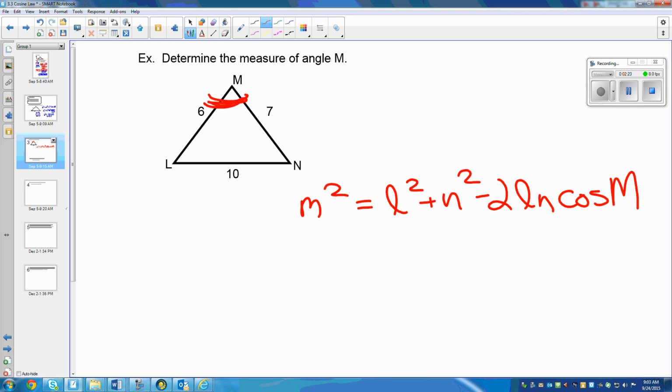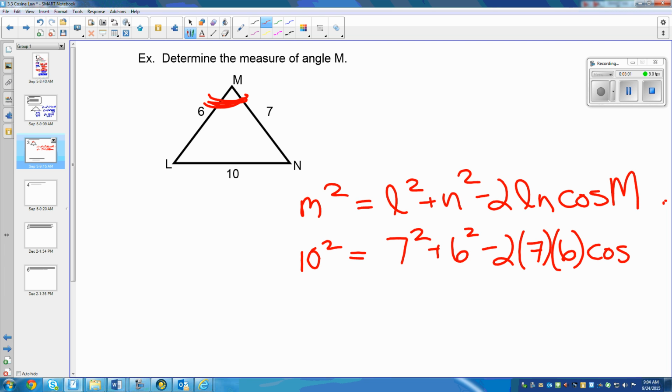How did I decide where they went? I looked at the angle we were looking to solve for. That's the side length on the other side of the equal sign. And then the angle that I'm looking for, that's the angle I actually put in. Okay? Then we just substitute in. So what goes in for m squared? 10. So 10 squared is equal to L squared. What's L? 7 plus N squared. N is 6 squared minus 2 times L times N cos of M.